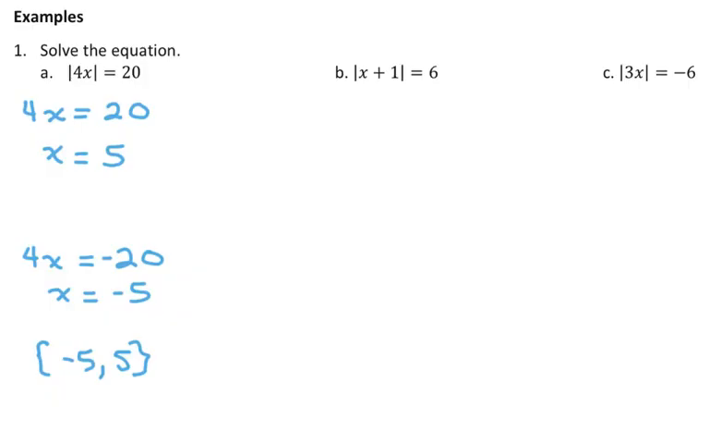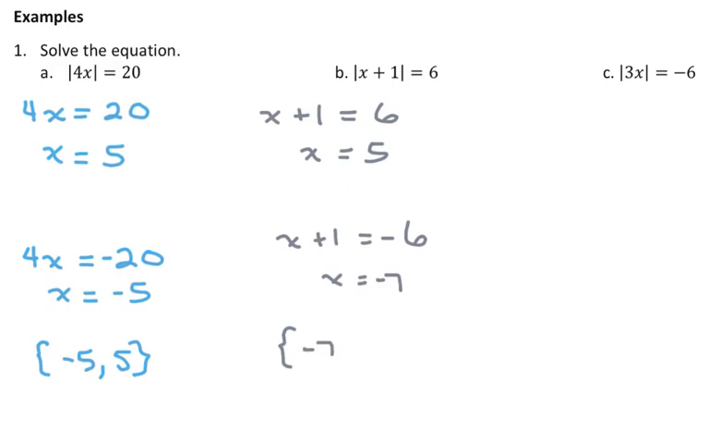Problem B. The absolute value of x plus 1 equals 6. Same idea. Split up the x plus 1 into two equations. So x plus 1 equals 6, and x plus 1 equals negative 6. To solve this one, we subtract by 1. We get x equals 5, and x equals negative 7. Our solution set ends up being negative 7, 5.